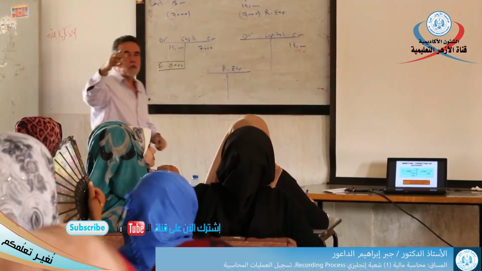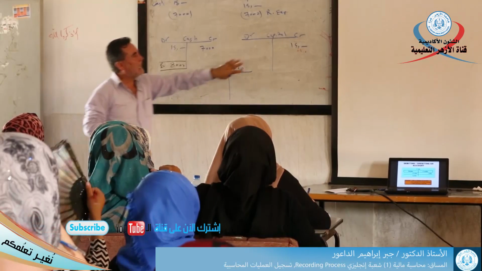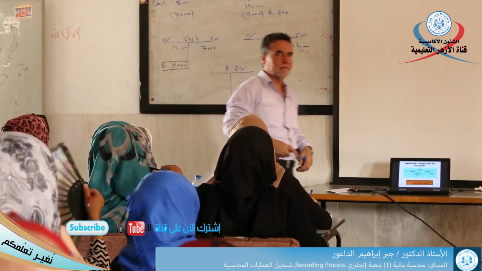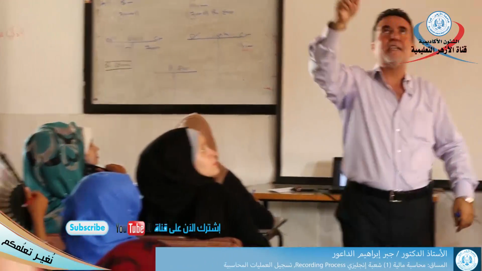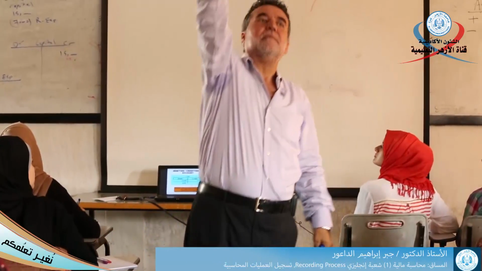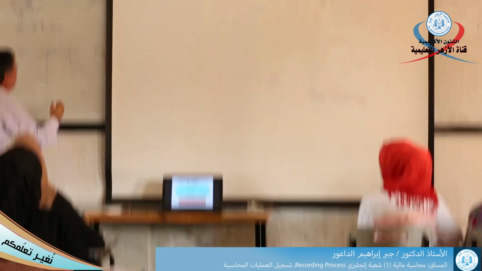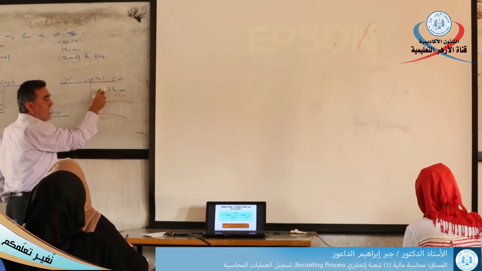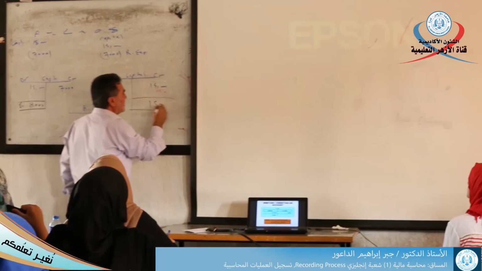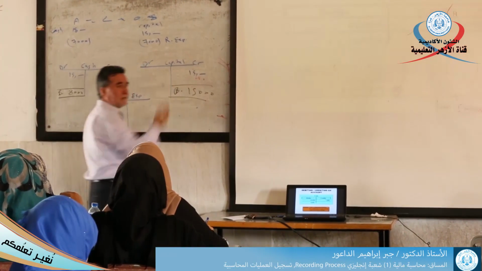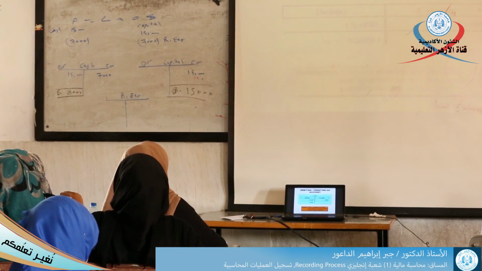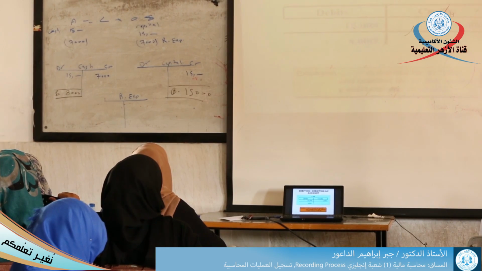So if I want to balance this account, capital account, the result will be a credit balance, 15 minus 0, 15,000. Balance. Okay?